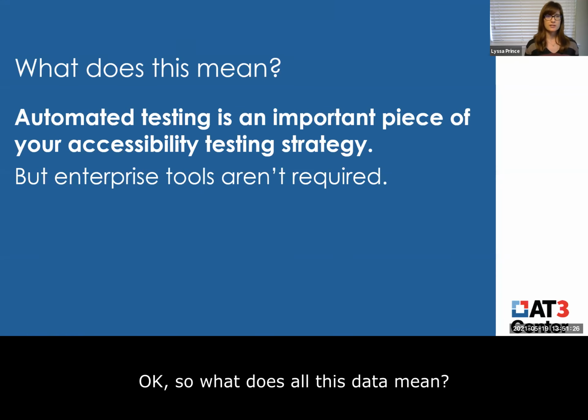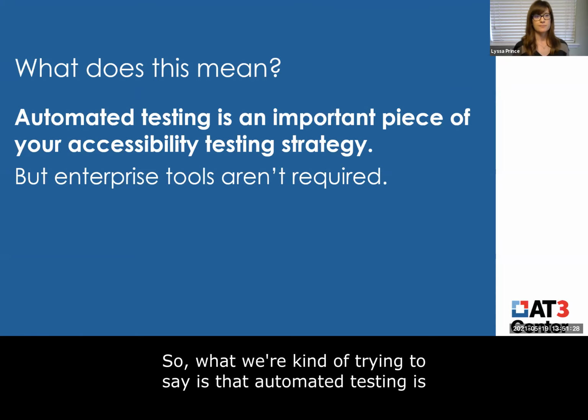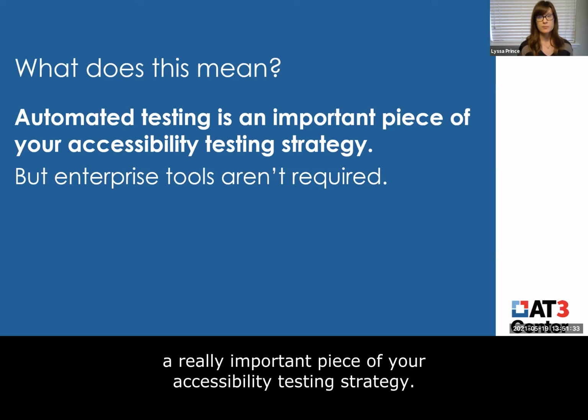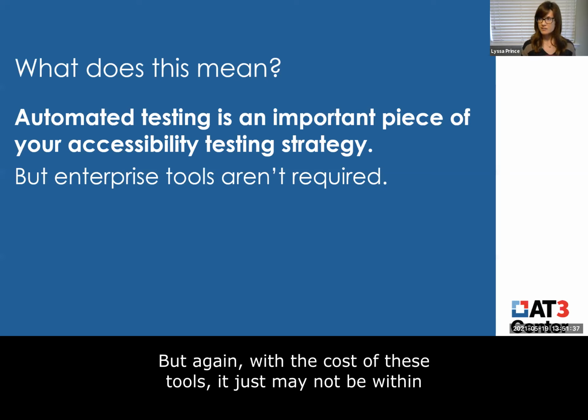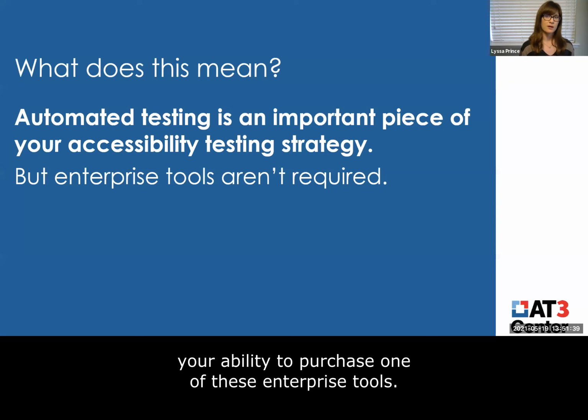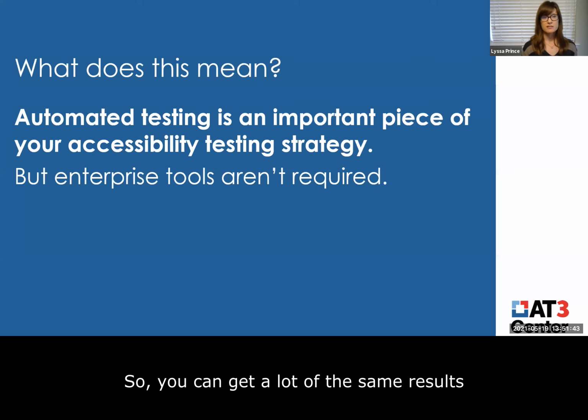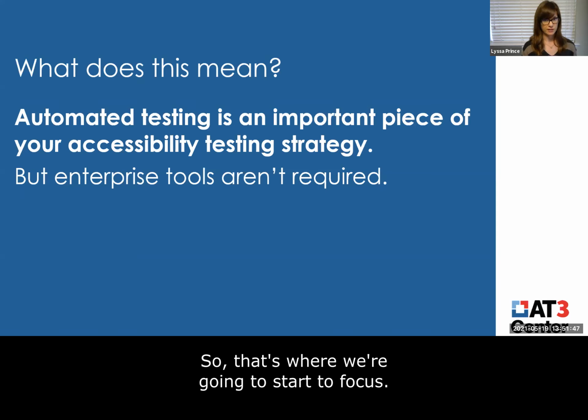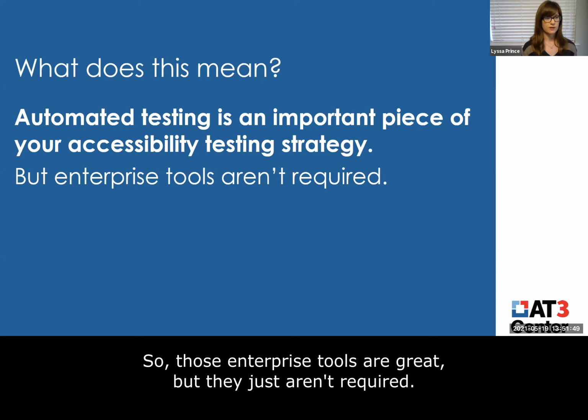Okay, so what does all this data mean? What we're trying to say is that automated testing is a really important piece of your accessibility testing strategy. But again, with the cost of these tools, it just may not be within your ability to purchase one of these enterprise tools. So you can get a lot of the same results just using the single page checker. That's where we're going to start to focus. Those enterprise tools are great, but they just aren't required.